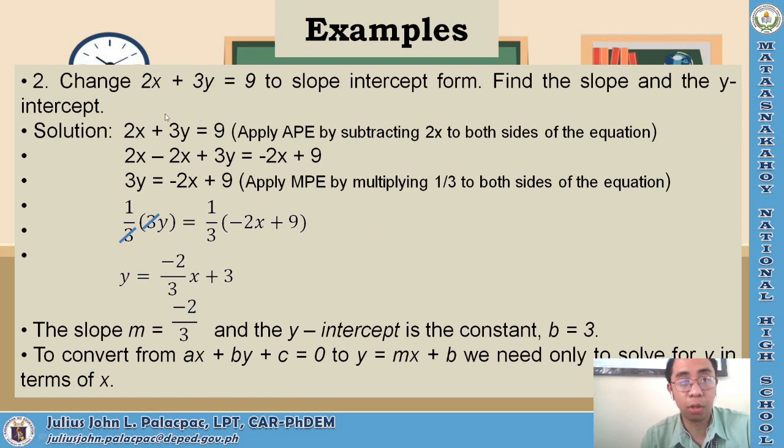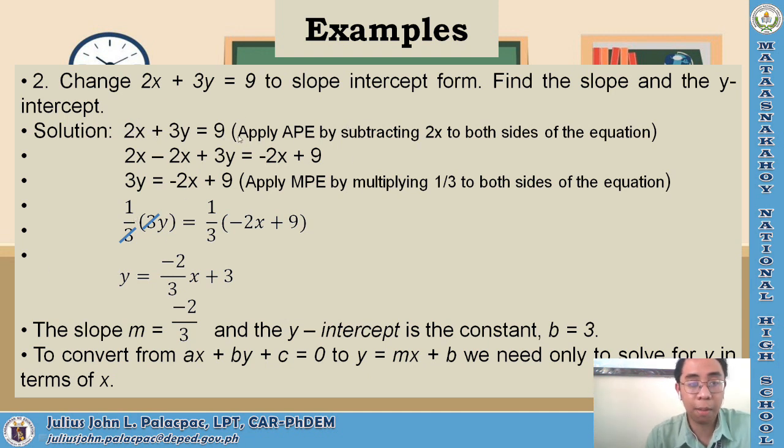In our second example, we have 2x plus 3y equals 9. We will change it to slope-intercept form, so find the slope and the y-intercept. We have here 2x plus 3y equals 9. Slope-intercept form is y is equal to mx plus b. So we will eliminate 2x and 3 later on.